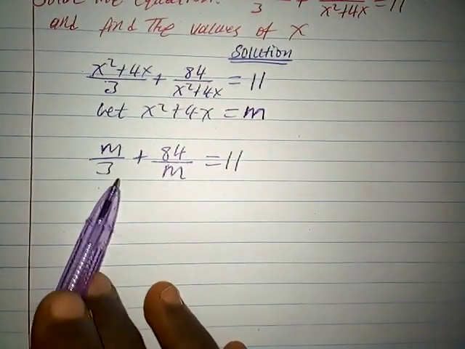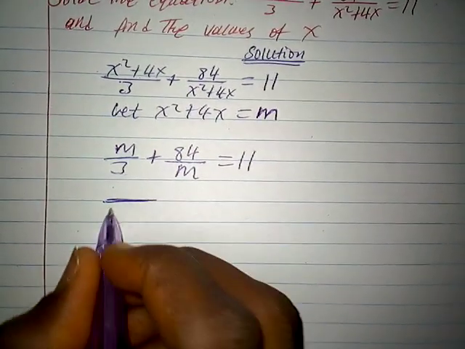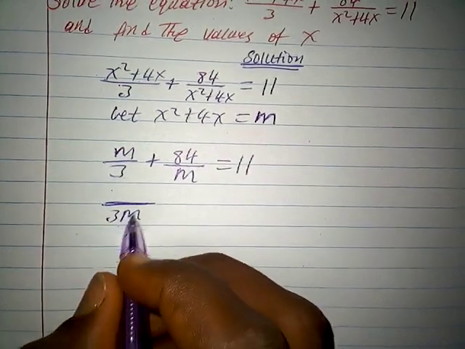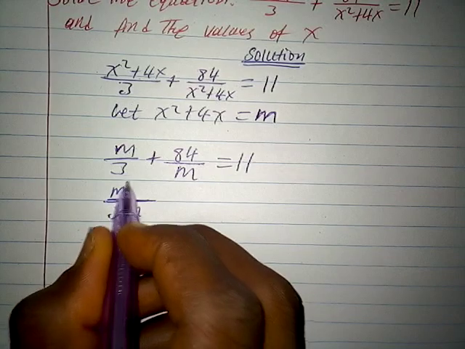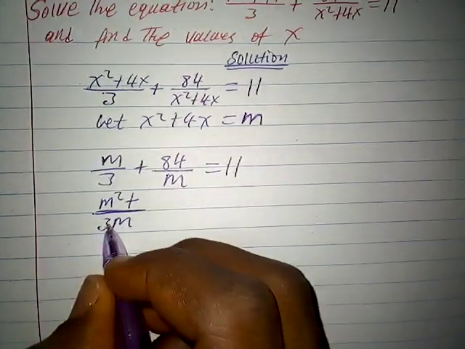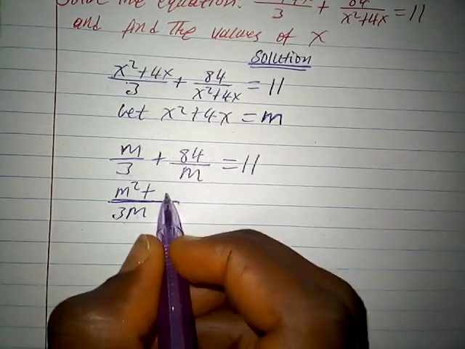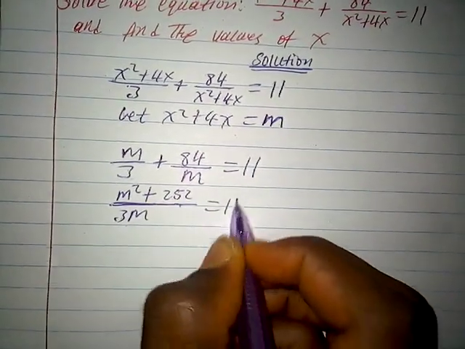You see, what is the next procedure? We solve for the fraction. We find the LCM of the two fractions. What is the LCM? It's 3m, 3 times m is just 3m. So 3m, 3 into 3m is just m. m times m is m square, plus m into 3m is just 3. 3 times 84 is just 252. Right? It's equal to 11.